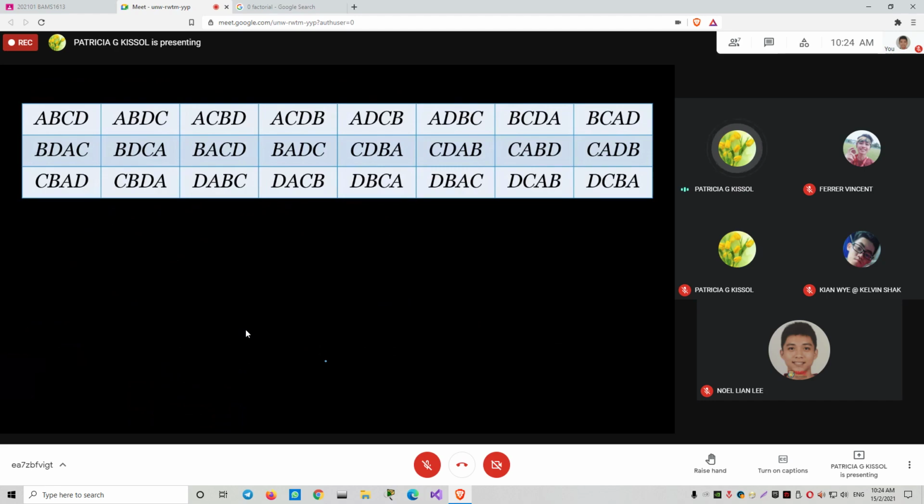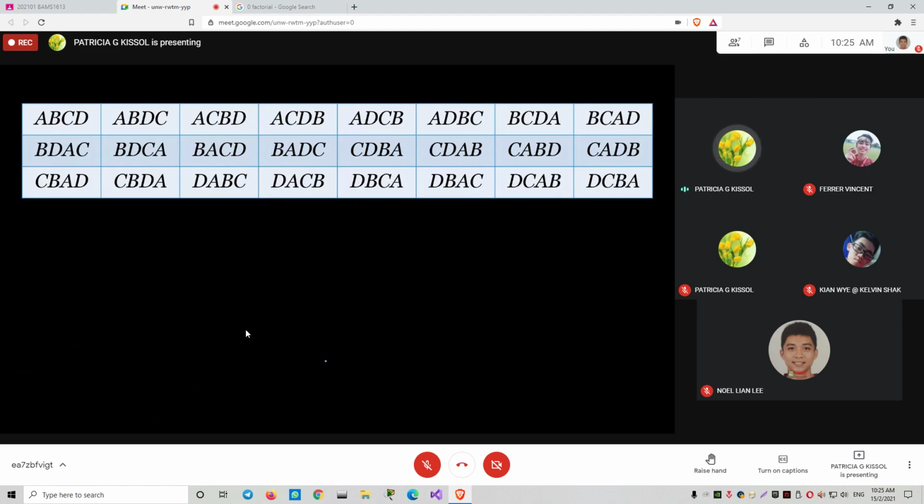So this is an example just to show you. Based on the example that was given to you, this is a listing of all of it. You can see there are 24 of them. Imagine if we have only 4 alphabets to arrange, and you got 24 of them. For 4 alphabets, we can still do it manually, but it's already very tedious for us to do.